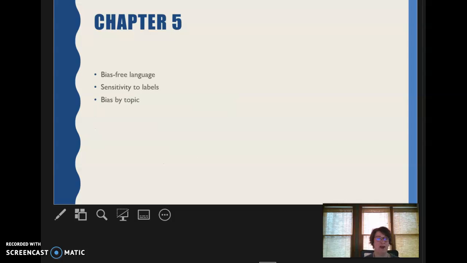As we look at chapter 5, we're looking at bias, and this is especially important because we want to be very objective in how we use our words in writing. So bias-free language, being very sensitive to labels, and it also lists out bias by topic such as age, race, those types of things. Really key into that because it's important as you're writing. In chapter 6, we're looking at mechanics of style, and this is the nitty-gritty as far as punctuation, spelling, all those really basic things that are so critical in professional writing.